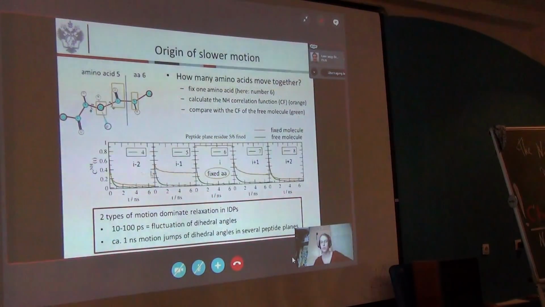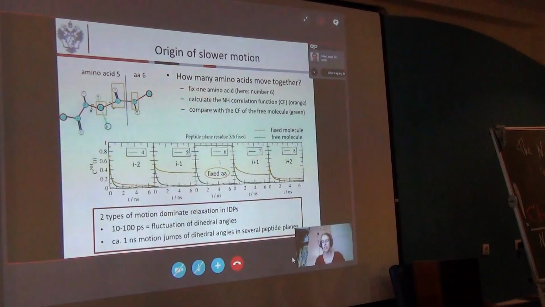And at a distance of 2 amino acids, we almost find the same drop of correlation as in a non-fixed, free molecule, which is shown here in green. So that means that the length of the peptide that is moving in order to lose the correlation, to lead to a correlation drop until 0, is only about 5 amino acids.